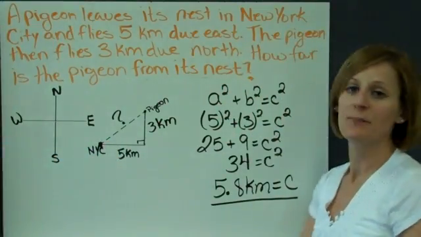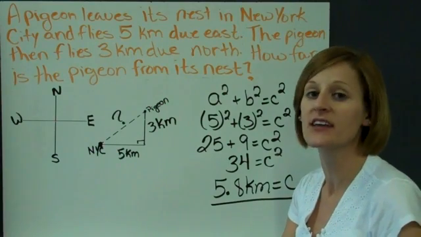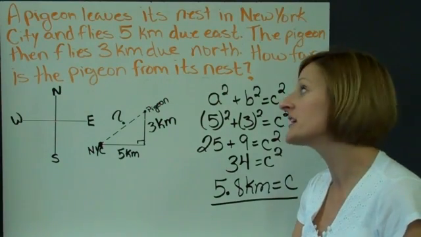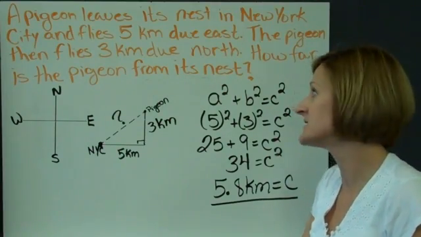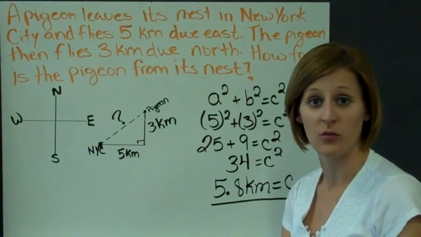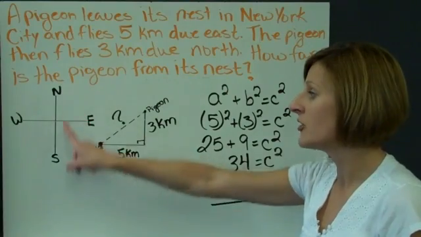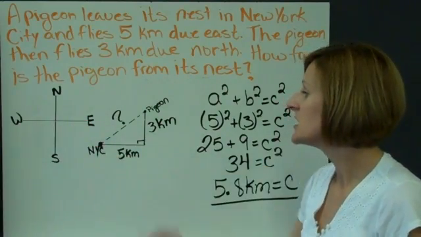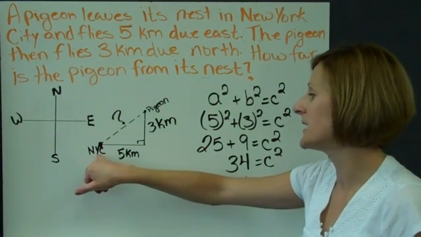This last one, we have a pigeon that leaves its nest in New York City and flies 5 kilometers due east. The pigeon then flies 3 kilometers due north. And it wants to know how far the pigeon is from its nest. So just in case you forget what the directions north, east, south, and west are, right here I've drawn a compass for you. So we start over here in New York City, NYC. That's where my nest is.